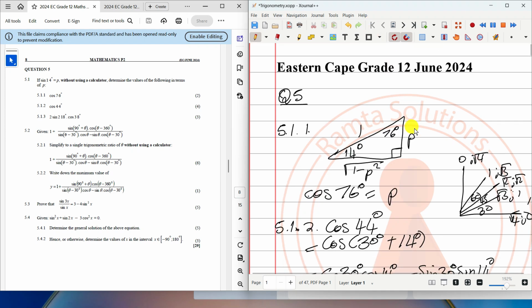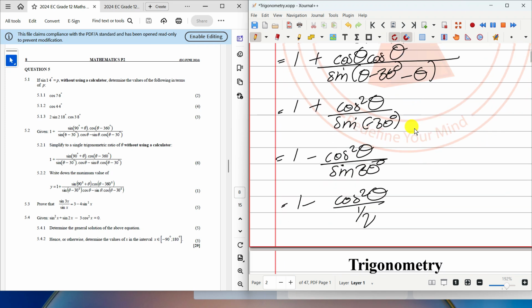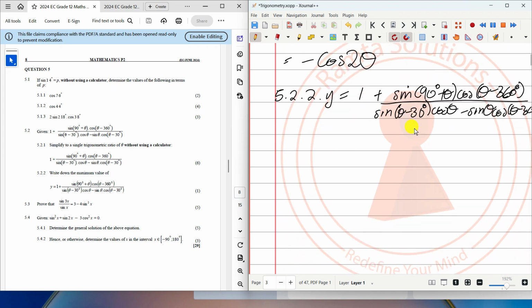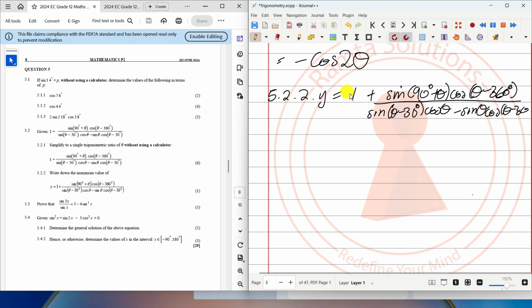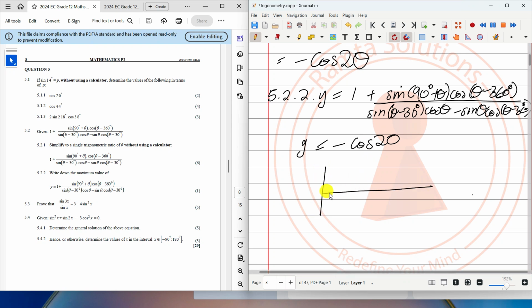Okay, thank you. Theta minus 30 degrees. All right, sorry, I'm squeezing it. So we have simplified this part. We said it is minus the whole of it. We said it is minus cos 2 theta. So this looks like your cosine graph that moves like this.